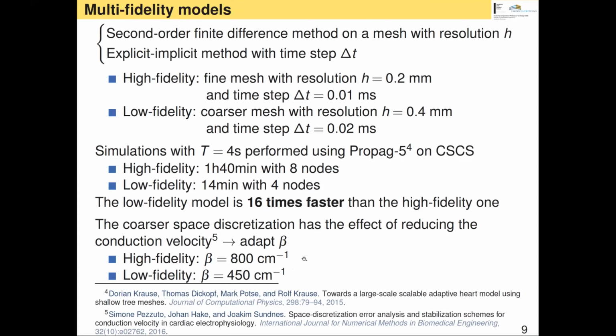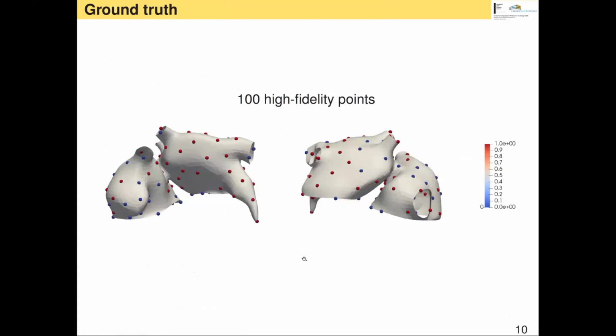Before presenting the Gaussian process classification results, I show here the ground truth that we will use later to compare the accuracy of the single fidelity and the multi-fidelity classifiers. So these are the outputs of 100 high fidelity ground truth points. The red points are those that induced atrial fibrillation, and the blue points are those that didn't induce atrial fibrillation.